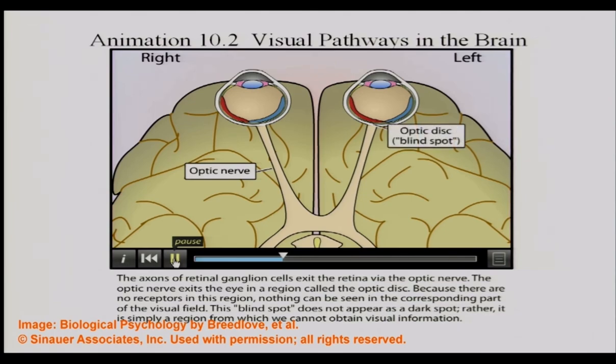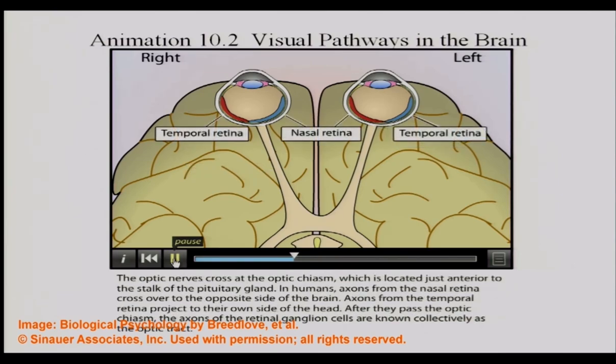Because there are no receptors in this region, nothing can be seen in the corresponding part of the visual field. This blind spot does not appear to us as a dark spot. Rather, it is simply a region from which we cannot obtain visual information.